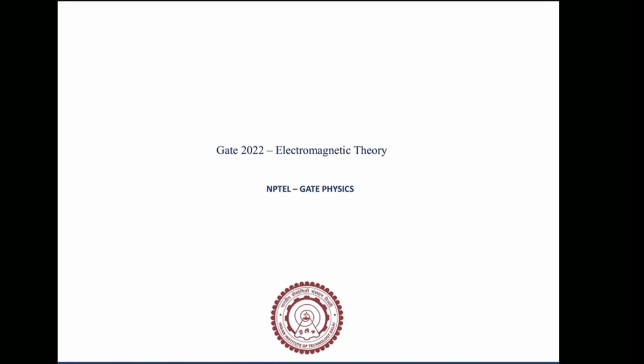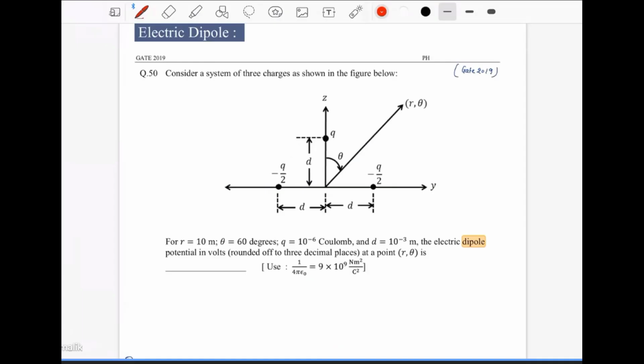Today we are going to solve some GATE problems. Consider a system of three charges: minus q by 2, minus q by 2 and q. We have to find what is the electric dipole potential in volts at any point r comma theta.